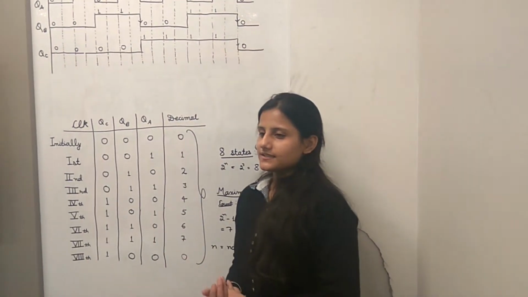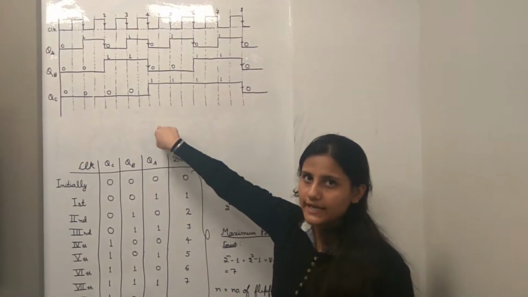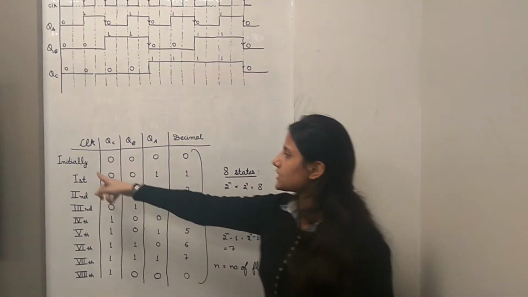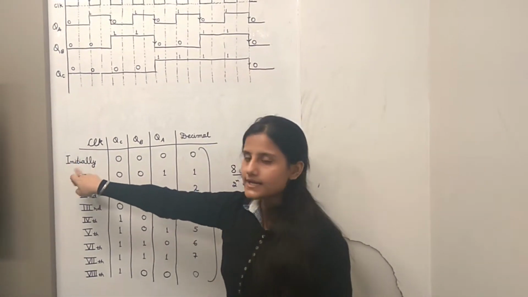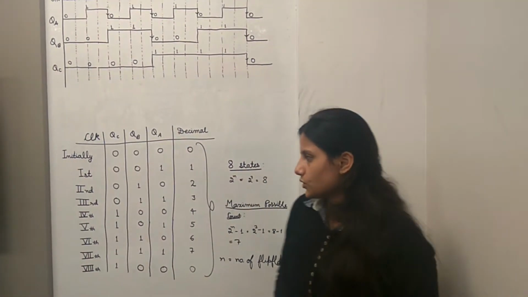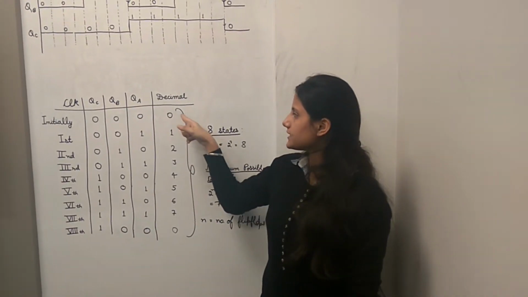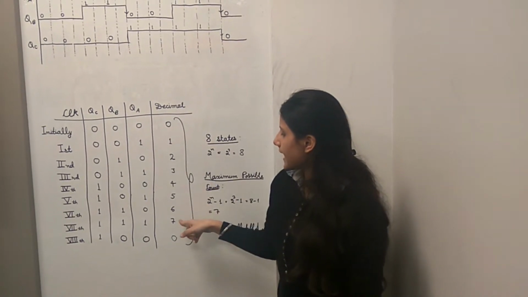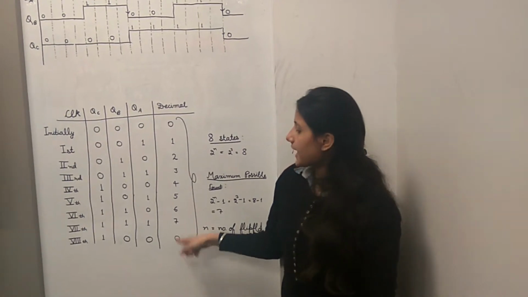So actually the counting depends upon these waveforms that we have just obtained. Now I will make a simple table, and in this table initially we have the initial condition when the clock is just applied, then the first falling edge, second falling edge, up to this. Now you can see we start counting from 0 and end up at 7.